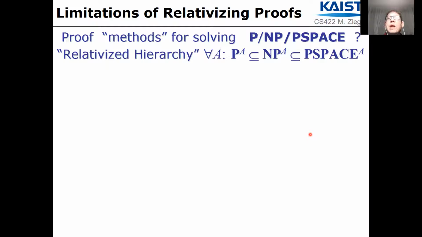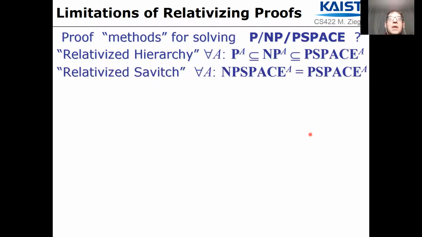They also relativize. And therefore, these proof techniques cannot be used to solve the P versus NP problem, as the Baker-Gill and Solovay theorem demonstrates, which we'll recall in a minute. Another example of a relativizing statement and a relativizing proof technique is Savitch's theorem. Remember, we proved that NPSPACE, non-deterministic polynomial space, is the same as deterministic polynomial space.